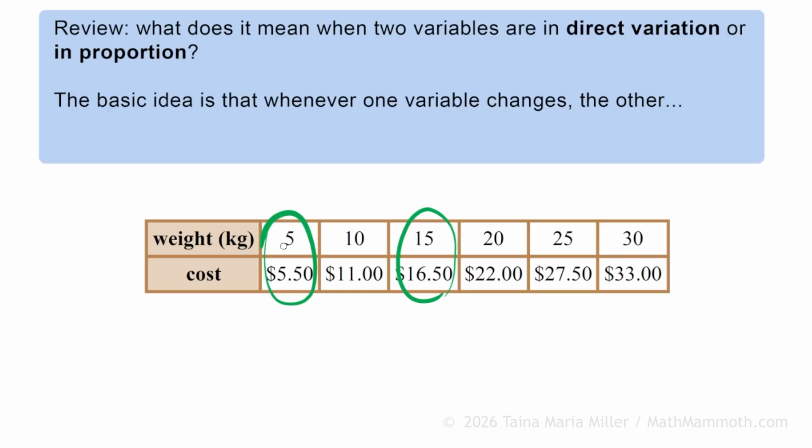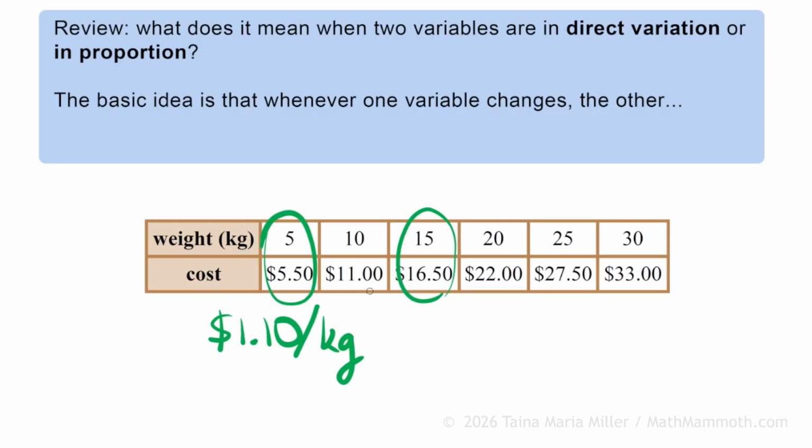So for example, from here, if something costs $5.50 for 5 kilograms, then the unit rate is the cost per 1 kilogram, so that is $1.10 per kilogram. And so for example here, $22 for 20 kilograms, 22 divided by 20 would be the same, 1.10 per kilogram. Here also, and here also, and here and here. This is indeed a proportional relationship.